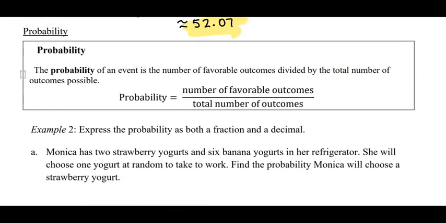Next one is probability. The probability of an event is the number of favorable outcomes divided by the total number of outcomes possible.